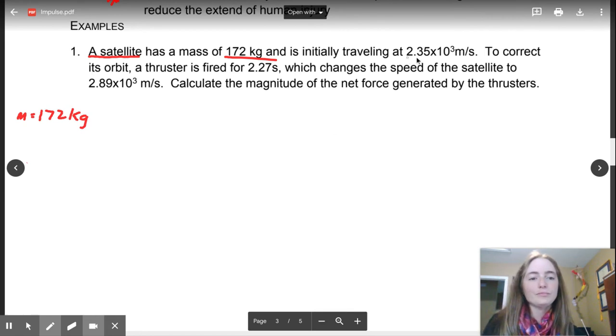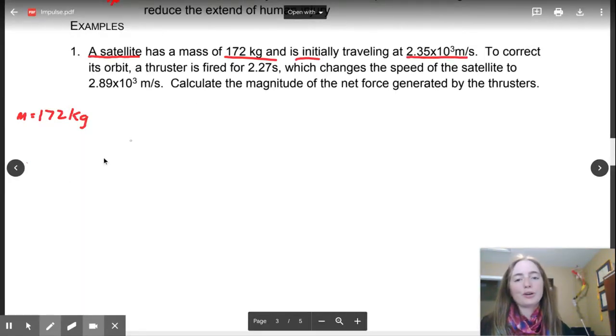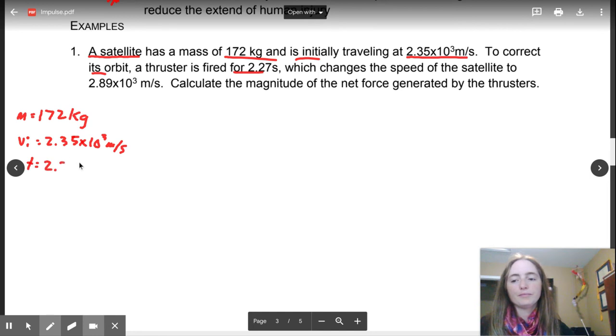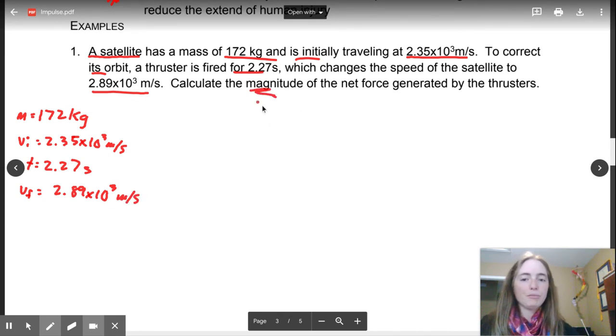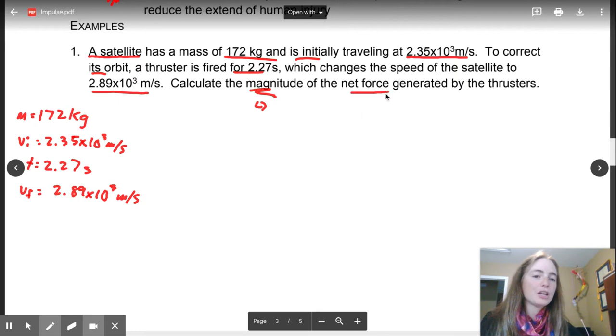All right. And it is initially traveling, so that means a vi of 2.35 times 10 to the 3 meters per second. To correct its orbit, a thruster is fired for 2.27 seconds, which changes the speed of the satellite to, all right, our new vf, 2.89 times 10 to the 3 meters per second. Calculate the magnitude of the net force generated by the thrusters.